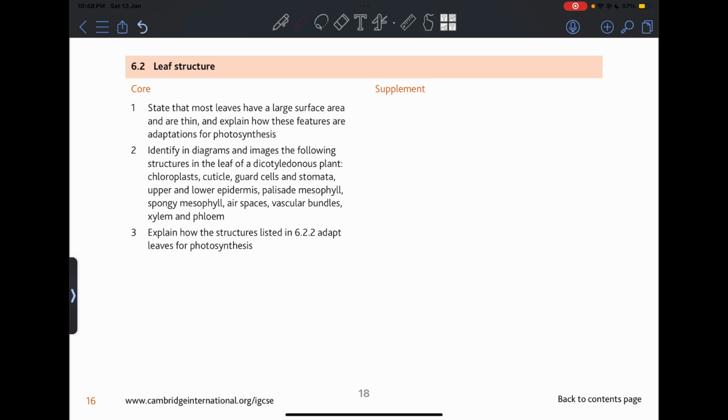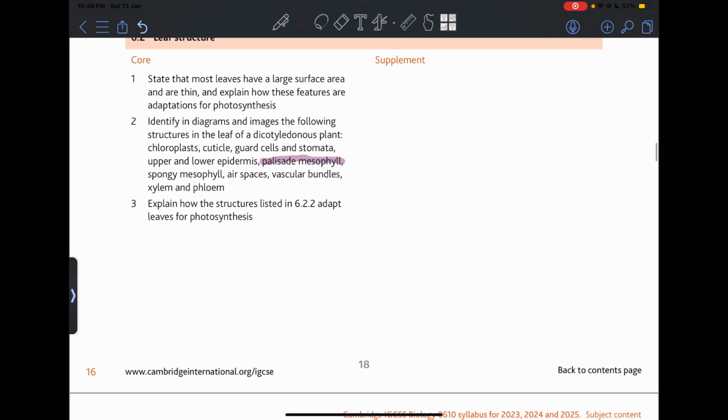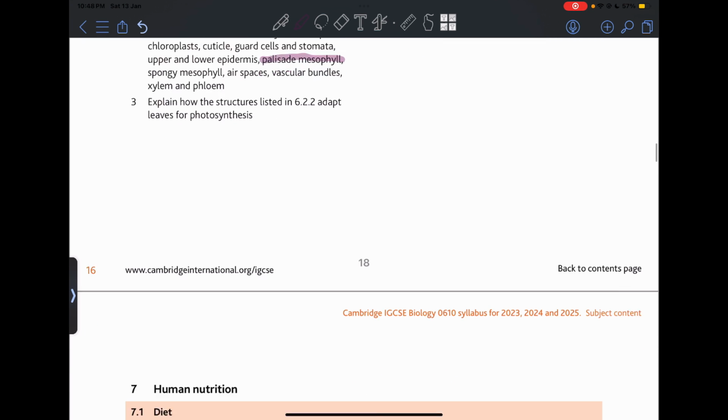So these are the structures that are in a plant. You have to know them, and this is very important because they will ask you for their uses sometimes. And we also have to know that the palisade mesophyll layer has the largest amount of chlorophyll, and this is where the photosynthesis mainly takes place. And also we have to explain how the structures listed are adapted for photosynthesis, so you have to know this information as well.